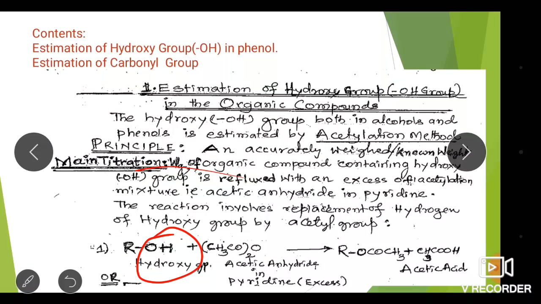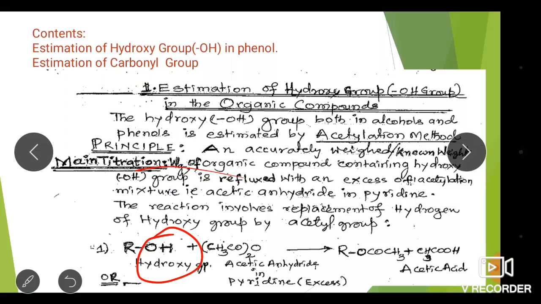The content of today's lecture is the estimation of the hydroxyl group, the OH group, from phenol, and the estimation of the carbonyl group from aldehydes and ketones. In the estimation of the hydroxyl group from phenol, this is done by means of the acetylation method, a simple acylation reaction. So what is the principle for that?